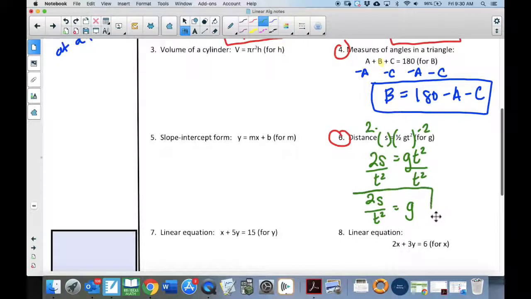When you first see it, you might think you need to do a square root or something, but since we're solving for G, the t actually does not need to be square rooted. The G is fine as it is.